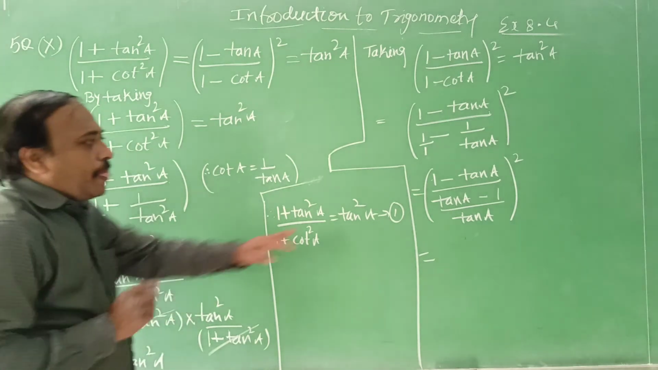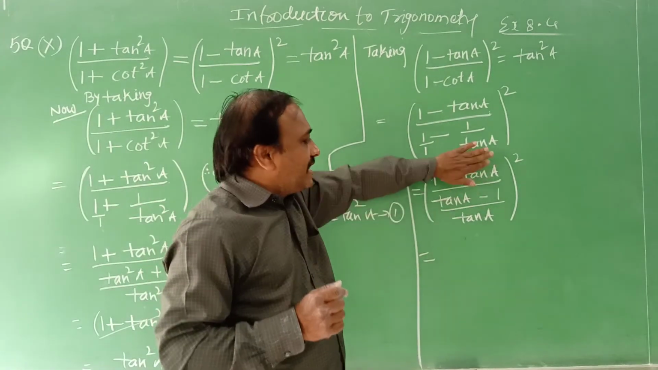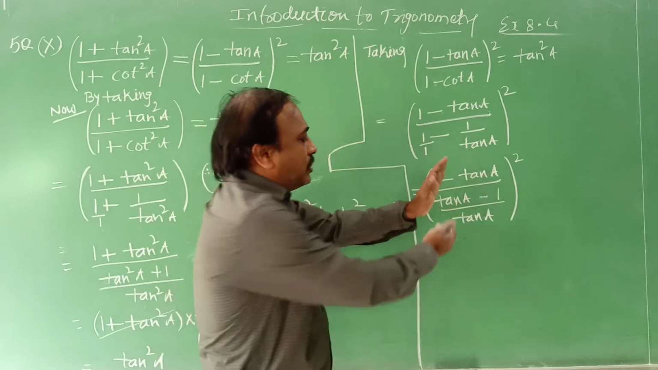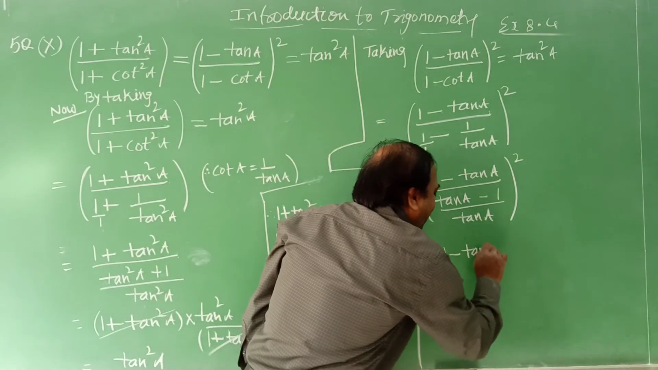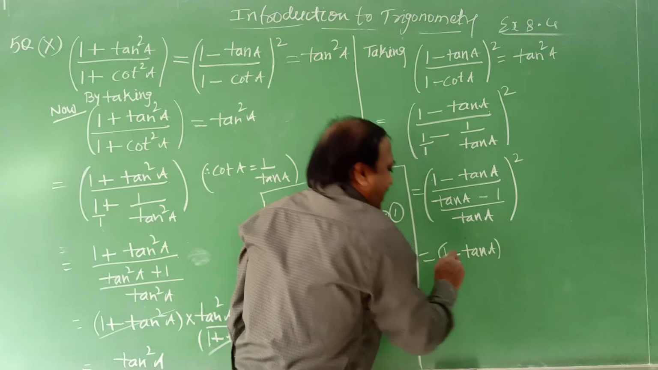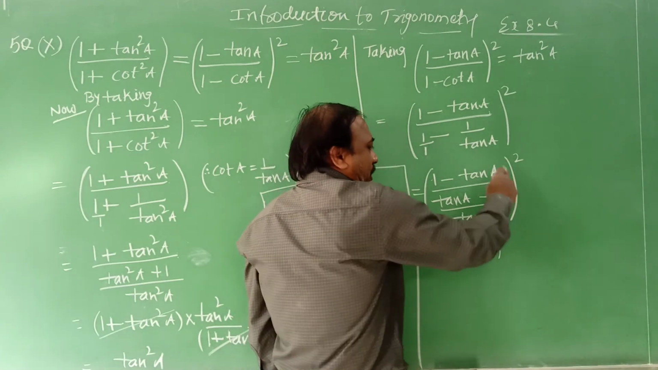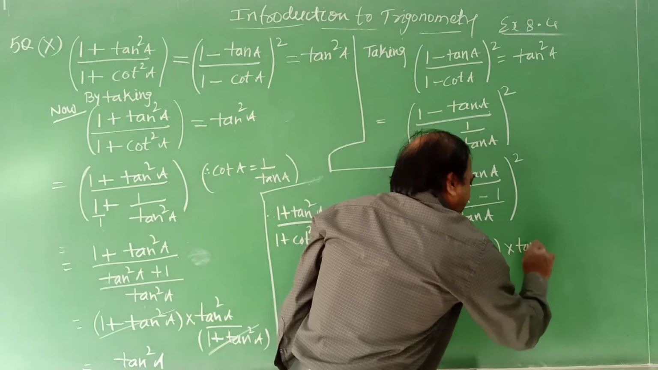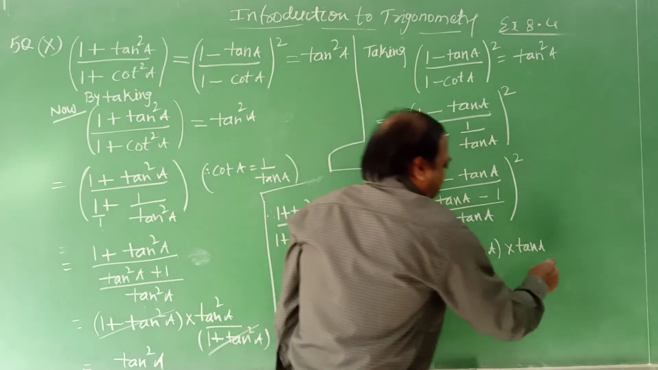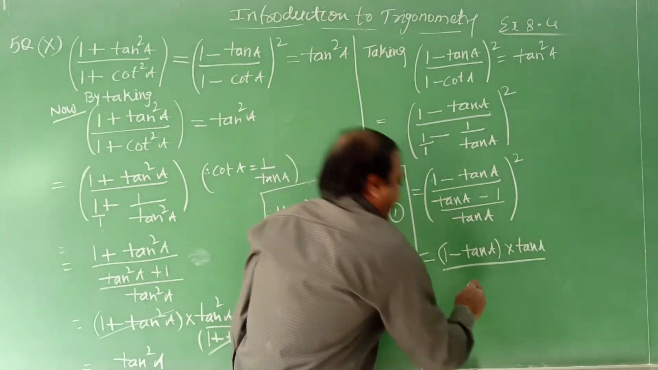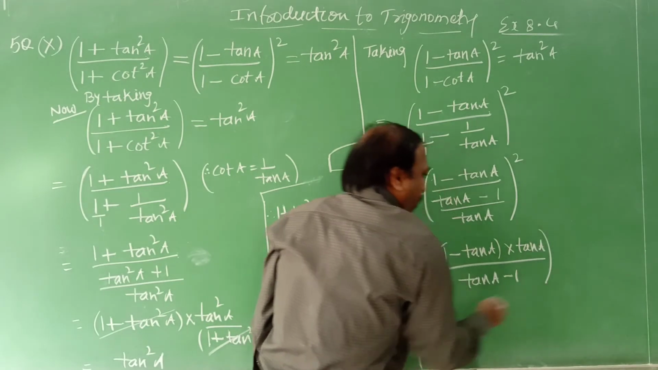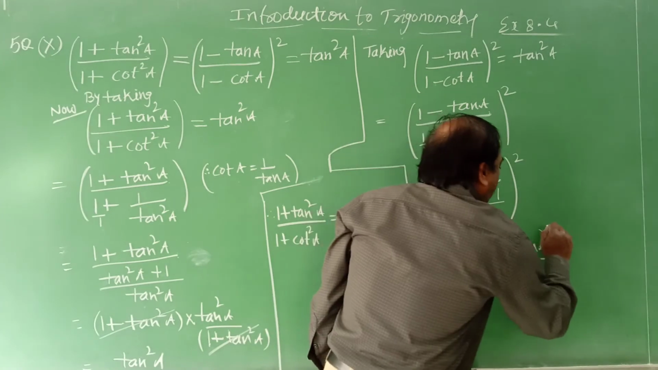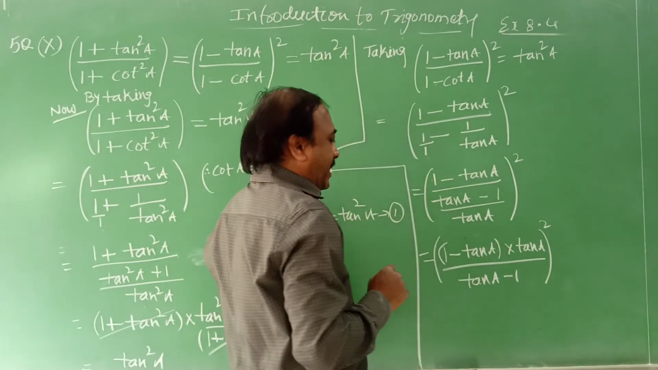Now similarly to what we did in the previous one, take the reciprocal. So in a similar way, 1 minus tan A, this is 1 by this one. So the reciprocal goes up: 1 minus tan A into tan A by tan A minus 1 whole square.